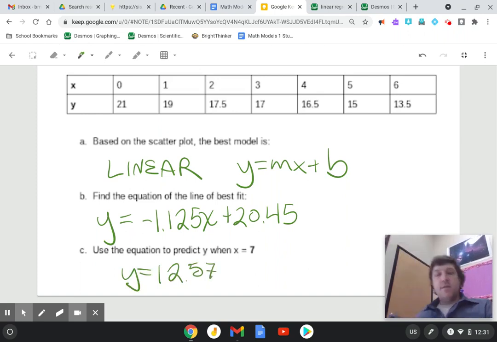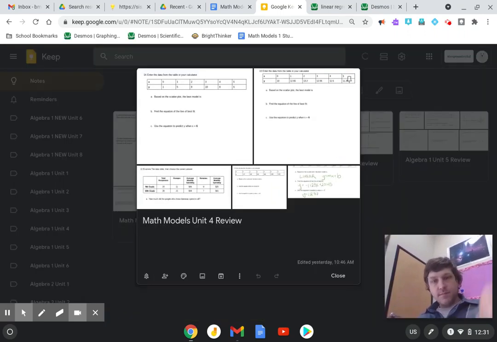Now, something to note, on the test, you're not going to be coming up with these values out of nowhere. They are going to be answer choices. So when you go to especially that third part of the problem, just make sure you're picking the one that's closest to the answer you got on your example. All right, so that's an example of a linear.